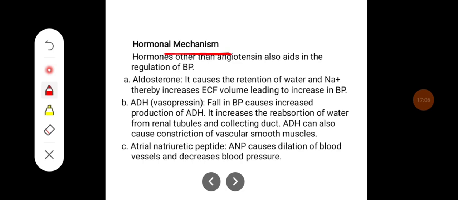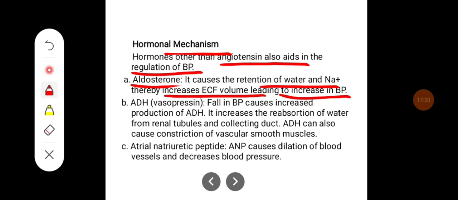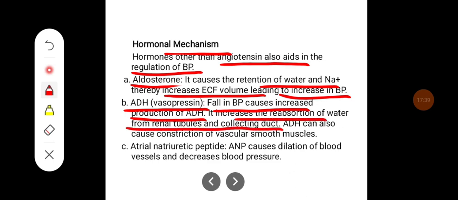Hormonal mechanism. Hormones other than angiotensin also aid in the regulation of blood pressure. That is aldosterone. It causes retention of water and sodium, thereby increasing extracellular fluid volume, leading to increase in blood pressure. ADH, which is also called vasopressin: whenever there is a fall in blood pressure, it increases the production of ADH, and it increases the reabsorption of water from the renal tubules and collecting duct. The ADH can also cause constriction of vascular smooth muscles.